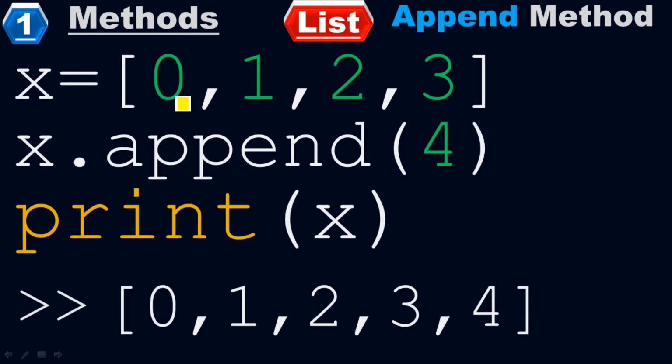So before we had only 0, 1, 2, 3 elements. By using the append function, we added an extra element 4 there. Therefore, we got an extra element in the output now. So we have 0, 1, 2, 3, 4. We have total 5 elements now in the output because we added an extra element with the help of the append method.